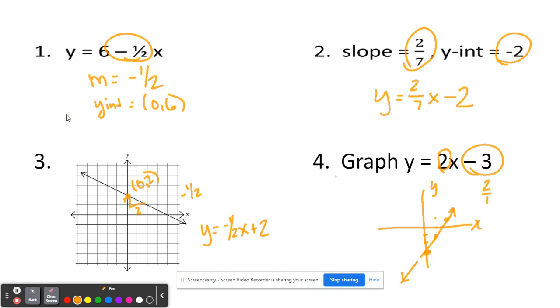So this should be a basic skill that you learned in Algebra 1. I know it's been a while since you've done it, so that's the point of the review, just to refresh some of the skills that our book assumes we remember, but we may or may not. So that's it.